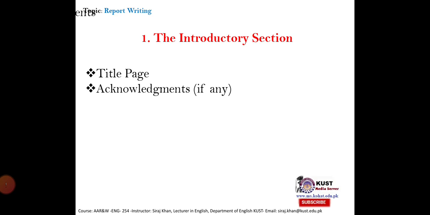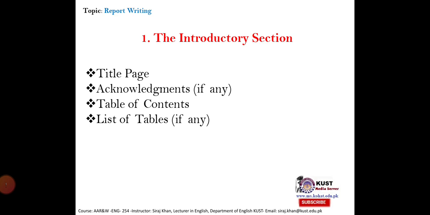And next part, that is table of contents. The table of contents is an outline of the report that indicates the page number on which each major section and subsection begins. The next is a list of tables, if included: a list of all the tables included in the report along with the page numbers should be provided. A list of figures, if included: a list of all the figures included in the report along with the page numbers should be provided.